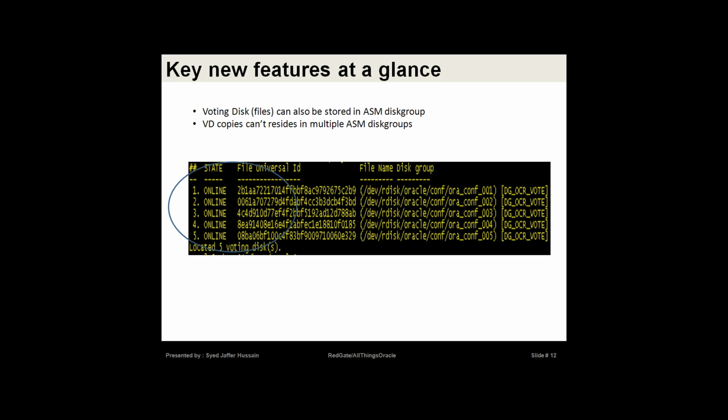It can be stored in only one ASM disk group. So how are you going to manage the multiplexing? How are you going to manage the mirror copies? This is basically subject to the ASM disk group redundancy.